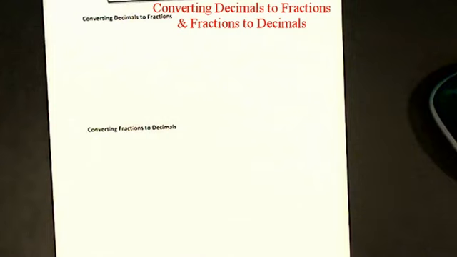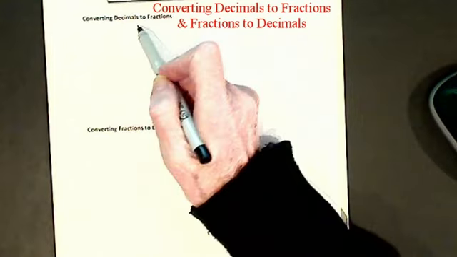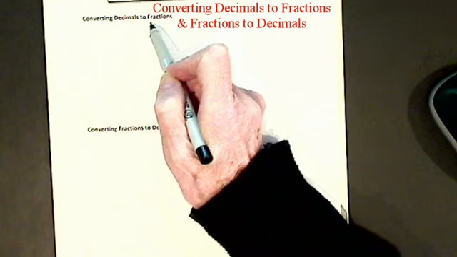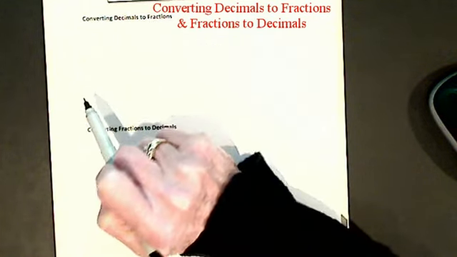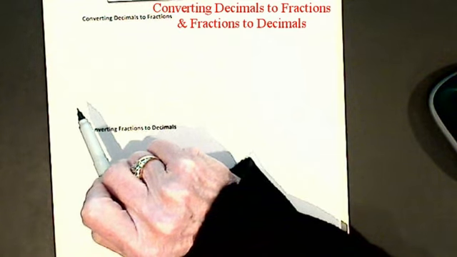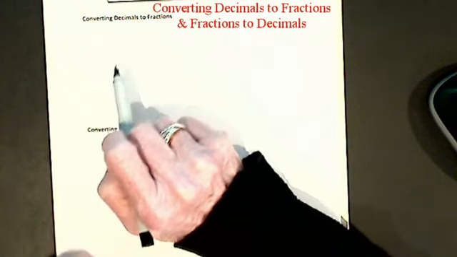Today, we're going to talk about the relationship between decimals and fractions. So we have to be able to convert decimals to fractions and go backwards, fractions to decimals. So here we go. The first type is easy.